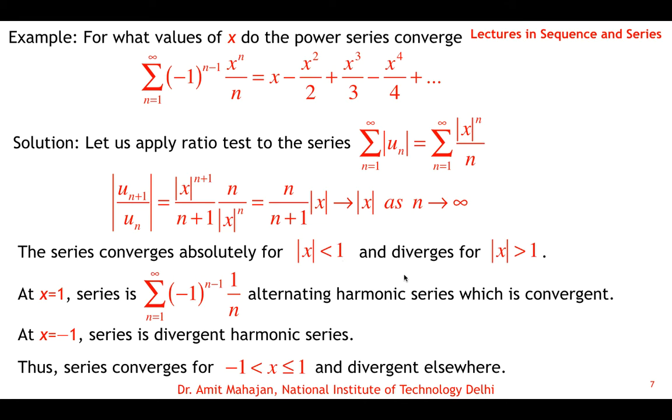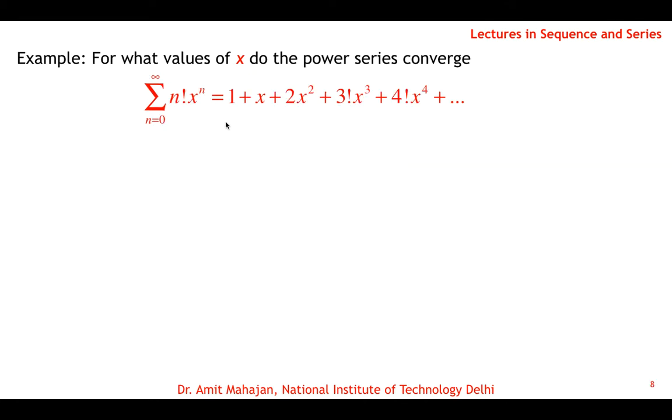Say we take one more example here. For what values of x does the power series converge? The given power series is the sum of n factorial times x to the power n, with n varying from 0 to infinity. If we plug in n values 0, 1, 2 and so on, this can be written as the infinite power series 1 plus x plus 2x squared plus 3 factorial x cubed plus 4 factorial x to the 4 plus so on.